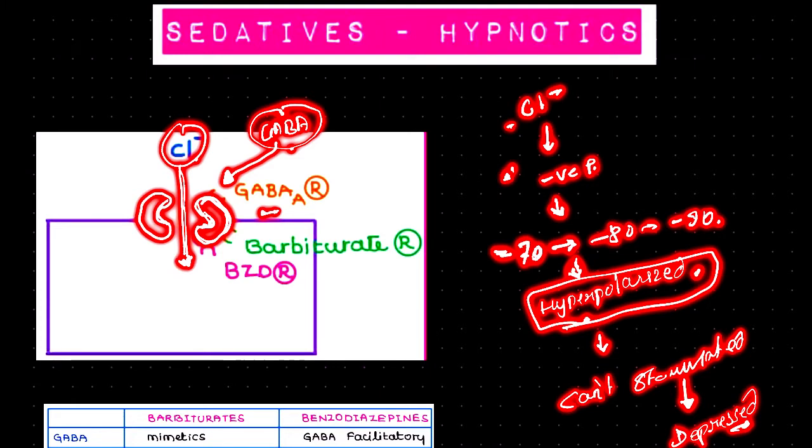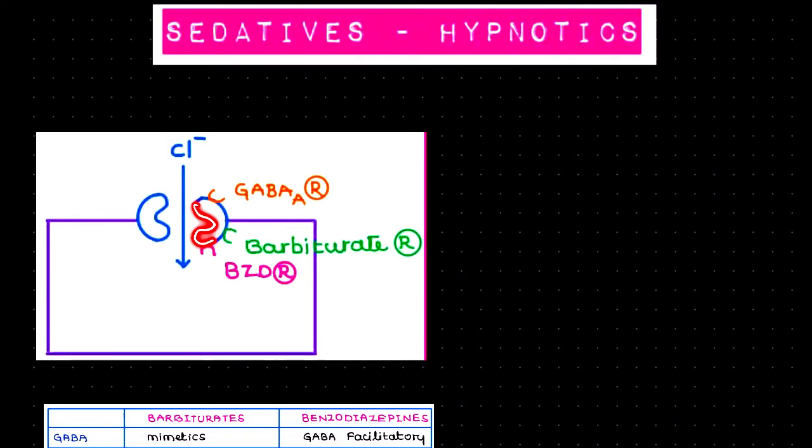As I've already mentioned, over this chloride channel complex there is not just the GABA receptor. There are also several other receptors, like the receptor for benzodiazepines, and also receptors for barbiturates. Whenever benzodiazepines or barbiturates come and bind to this site, what will happen at that time?